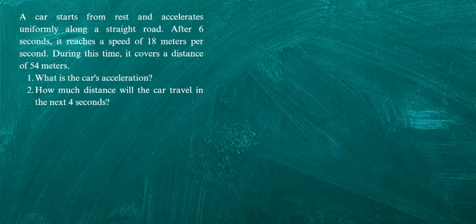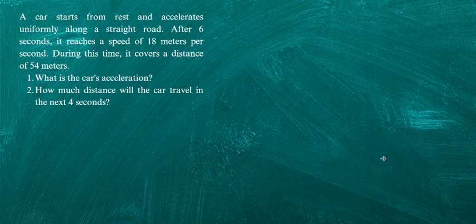Next, a car starts from rest and accelerates uniformly along a straight road. After 6 seconds, it reaches a speed of 18 meters per second. During this time, it covers a distance of 54 meters. The first question is, what is the car's acceleration? Second, how much distance will the car travel in the next 4 seconds?